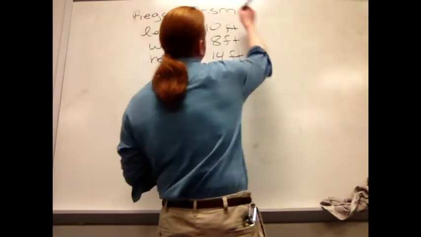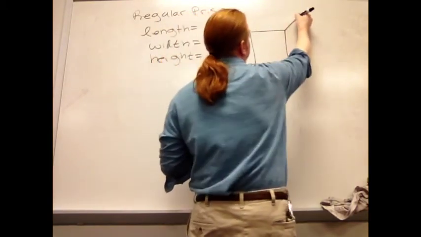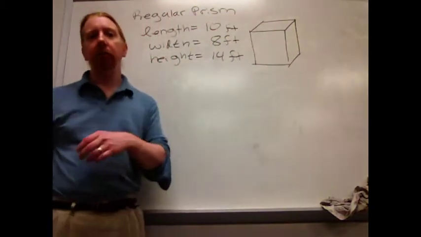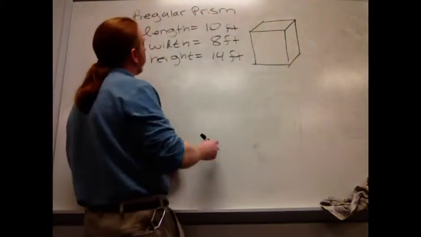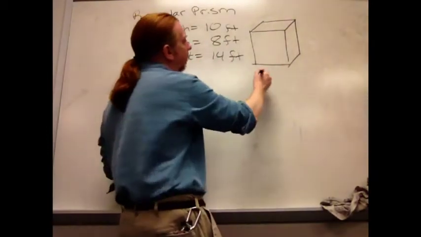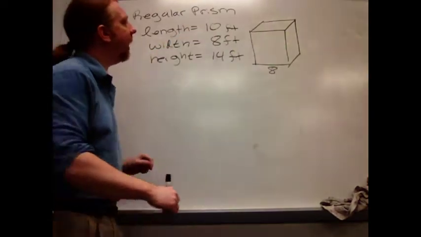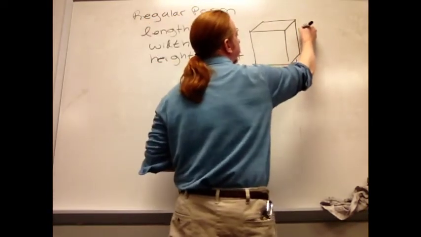So, since it's a rectangular prism, I'll draw a rectangle on the front, and then I'll draw some vanishing lines like that. So that now creates my three-dimensional object, and I'll label it appropriately. A width of 8, a length of 10, and a height of 14.